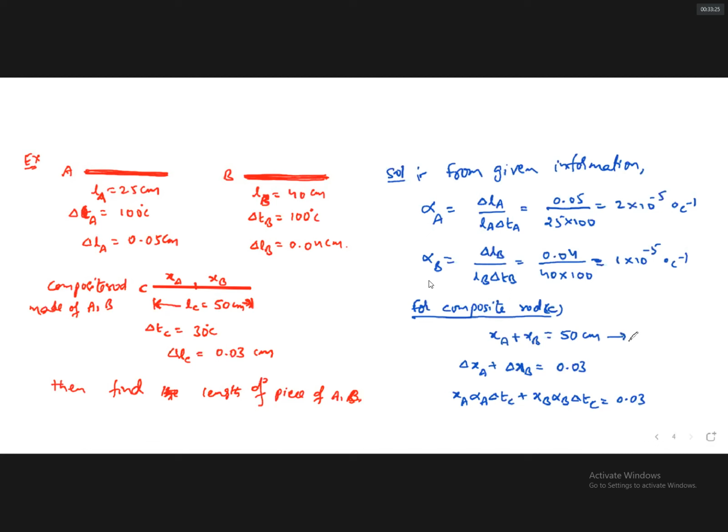So solve these two equations. Do it fast. Solve 1 and 2. Delta theta C, you can substitute here as 30 degrees Celsius, and we get the XA and XB values.